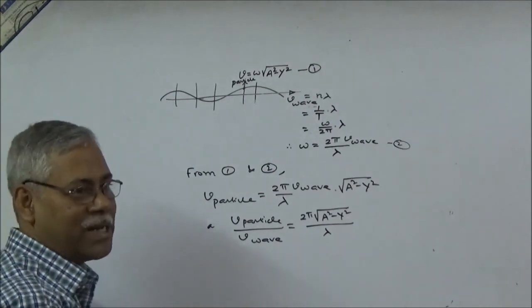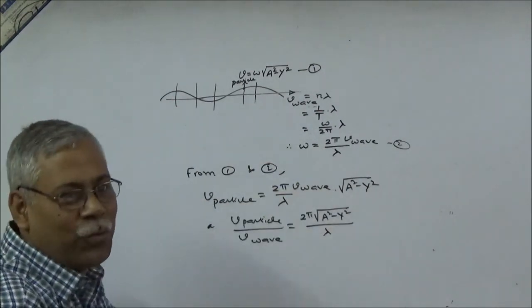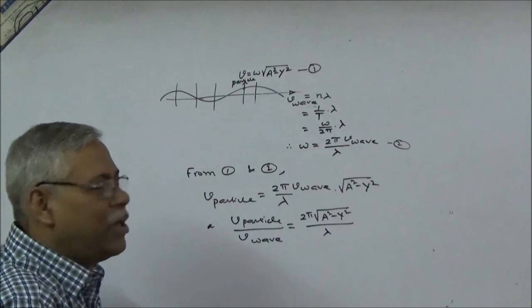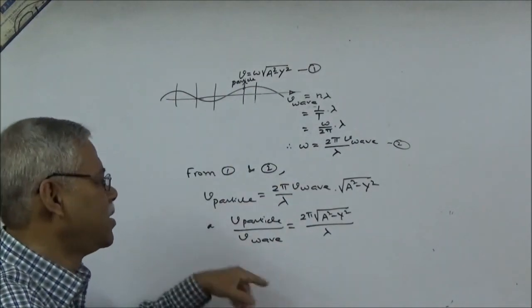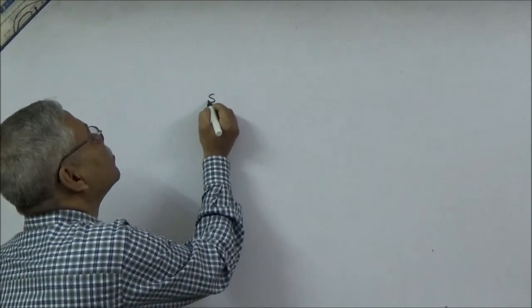And you need not remember it as a formula. Only learn the technique that omega is same for both. We will find omega from both and we will equate them. So this is the relation.